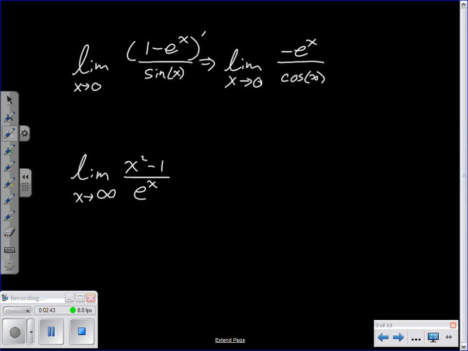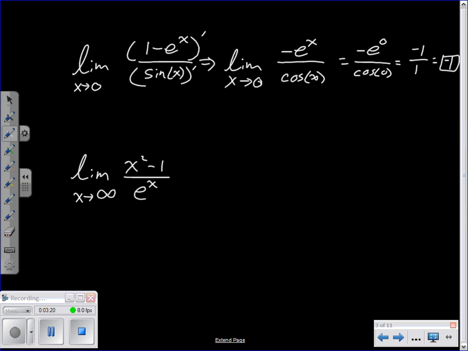If I look now at the limit as x approaches 0, I can reevaluate, and this gives me negative e to the 0 power divided by cosine of 0. So this is negative 1 divided by positive 1, which is negative 1. In this case, I can find my limit using L'Hopital's rule. I just took the derivative of the numerator and the derivative of the denominator to get negative e to the x divided by cosine x, plugged in 0 using direct evaluation, and got negative 1. So the limit as x approaches 0 is negative 1.